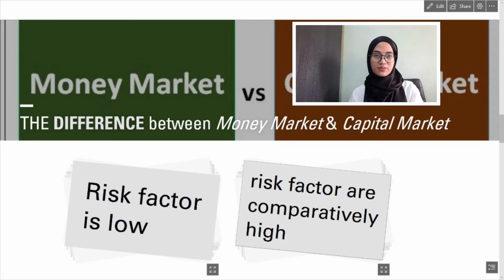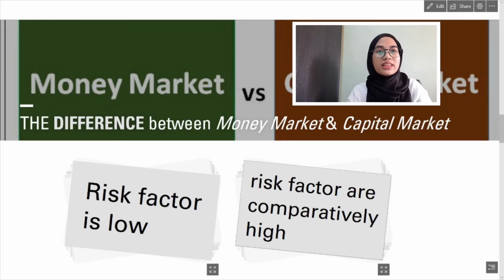Next is risk factor. As the market is liquid and the maturity is less than 1 year, the risk involved is low. It is for the money market, but not for the capital market. Due to the less liquid disposition and longer maturity, the probability is relatively high risk.